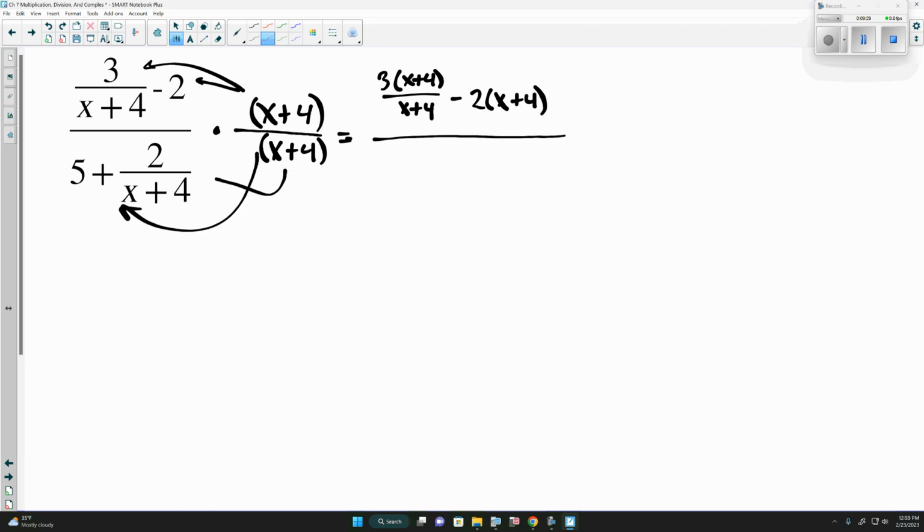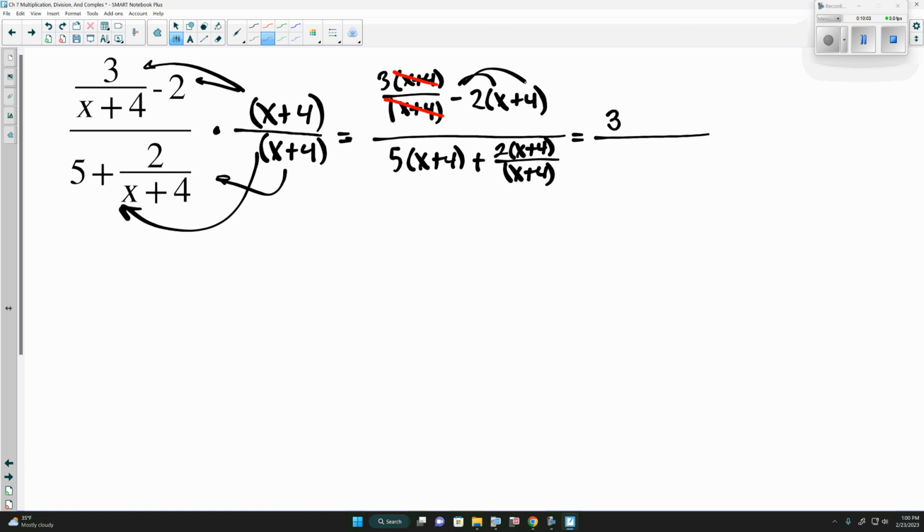We can do the same thing with the denominator. We'd have 5 times x plus 4, plus 2 times x plus 4 over x plus 4. Because again, when we multiply each of these terms, we're multiplying it with the tops of the fractions or just the number. On the numerator, 3 times x plus 4 over x plus 4 would cancel, leaving us with just 3.